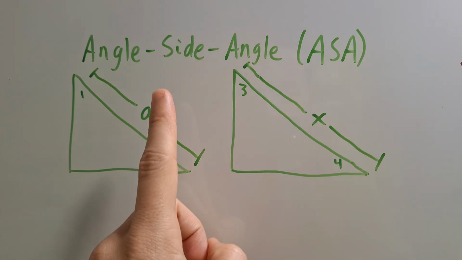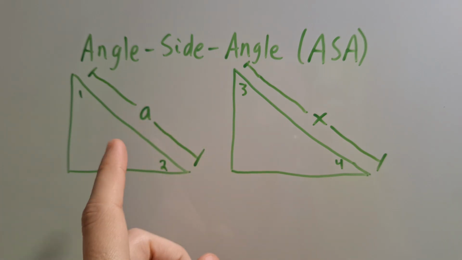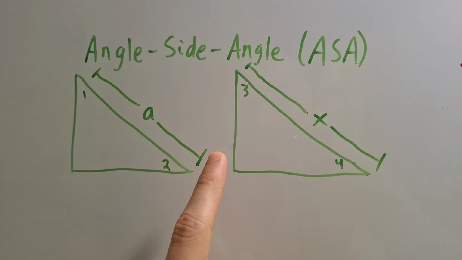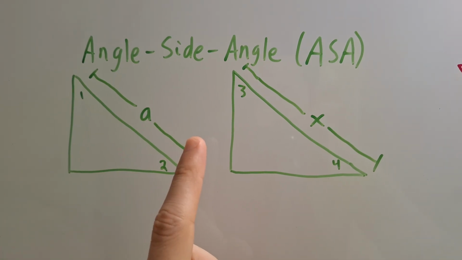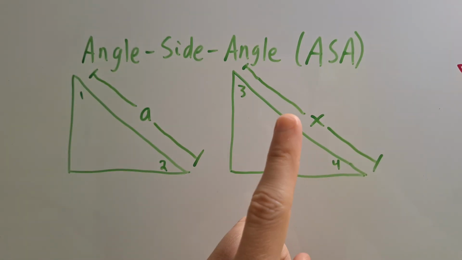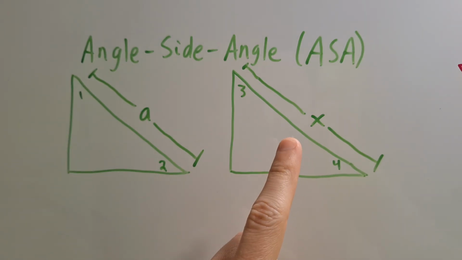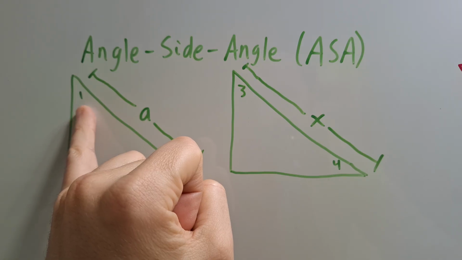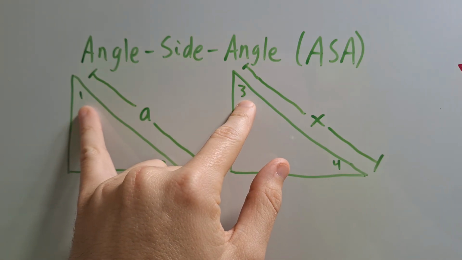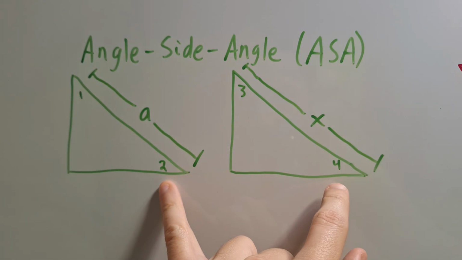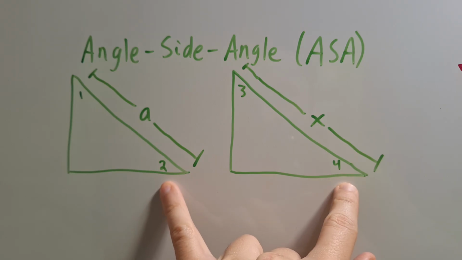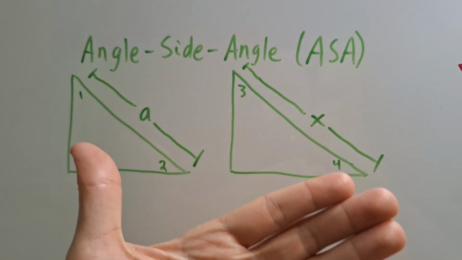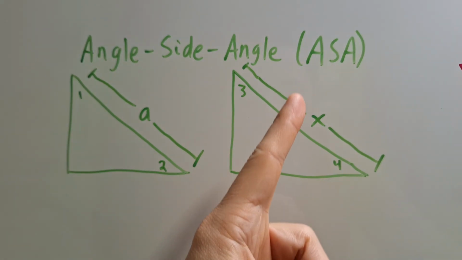The first one is called angle side angle, and it states the following. If 2 angles and the side between them on one triangle measure the same as the corresponding parts on another triangle, then the triangles are congruent. For instance here, if the measure of angle 1 is the same as the measure of angle 3, and the measure of angle 2 equals the measurement of angle 4, and if side length A equals side length X, then the 2 triangles are congruent by angle side angle.